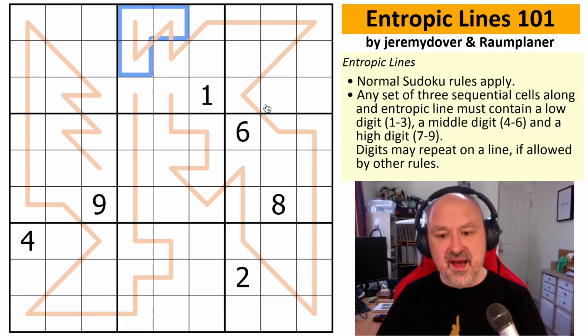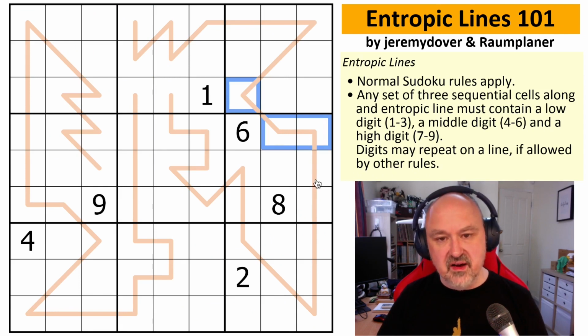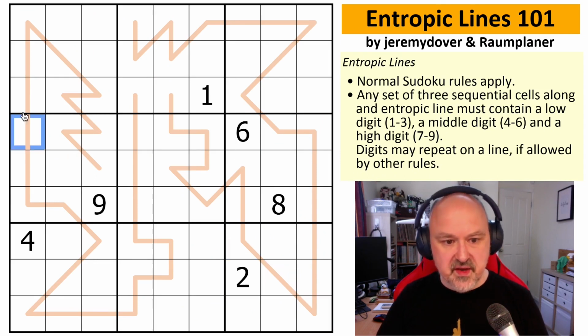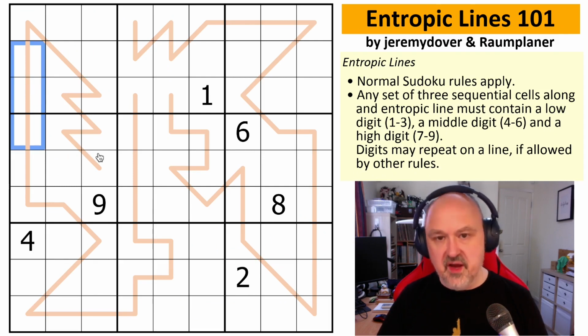So if you pick any 3 cells along one of these lines, one of those 3 cells must be low, one must be medium, one must be high. If I was to pick those 3 cells, one must be low, one must be medium, one must be high. Low being 1 to 3, medium being 4 to 6, and high being 7 to 9. And that's all we've got. Very interesting rule set. I'm looking forward to exploring this, so let's give this a shot.